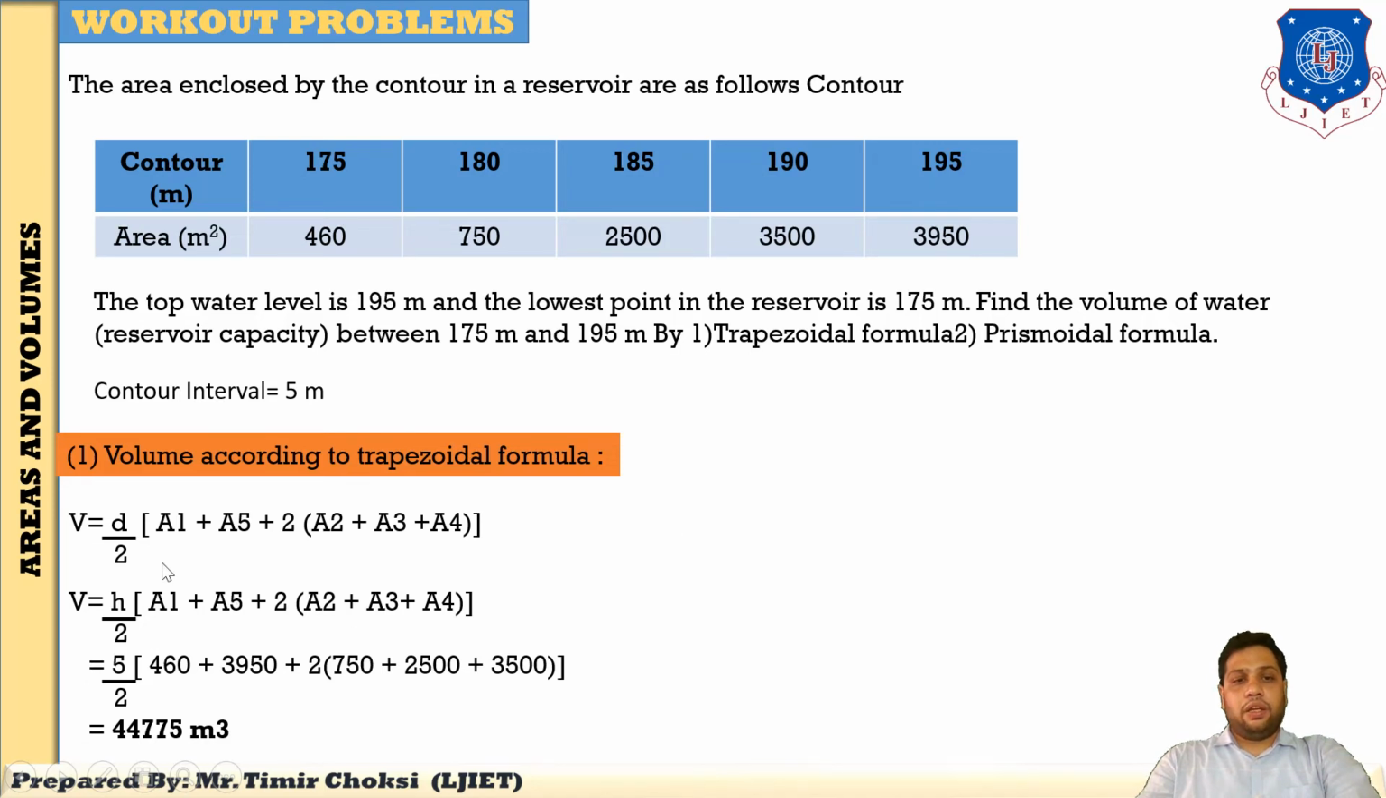So directly using the trapezoidal formula, V equal to D by 2, first area plus last cross section area, first is 460, last is 3950, plus 2 in bracket sum of remaining areas. So the volume is 44775 meter cube. Here the volume of water, meaning the capacity of the reservoir, is 44775 meter cube.